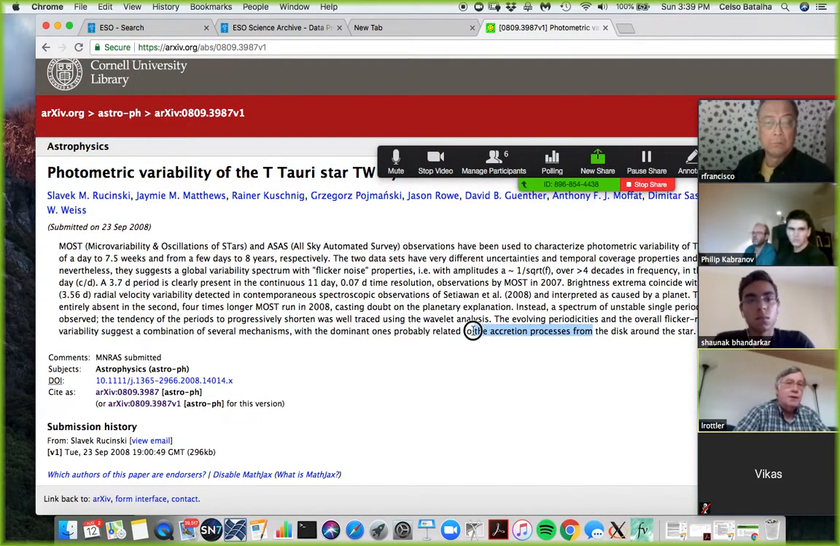Accretion process. Yeah. Well, because they are trying to see planets getting close to the star and causing some flickering in the accretion rate.